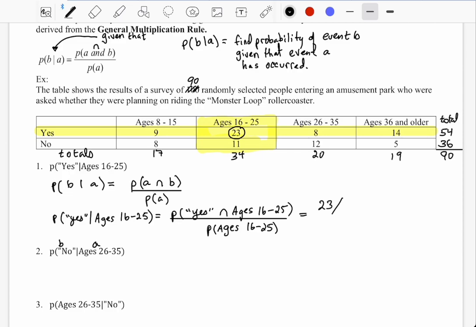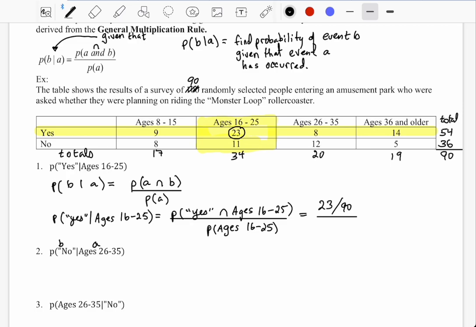All right, so 17, 34 is 51, 71 plus 19 is 90. All right, so we have a total of 90 individuals that are in this study. So the ones that said yes and are in the age group of 16 to 25 would be 23 out of those 90.